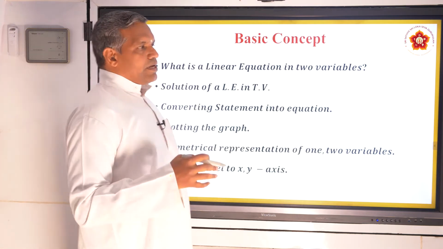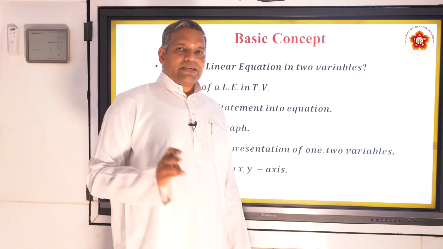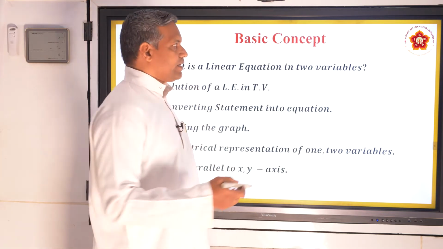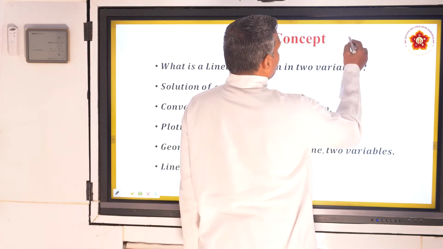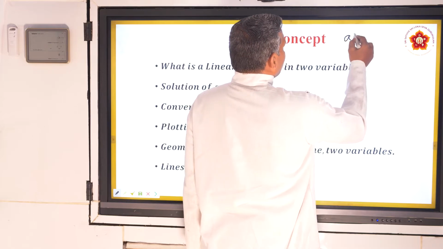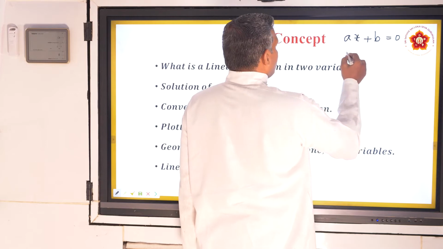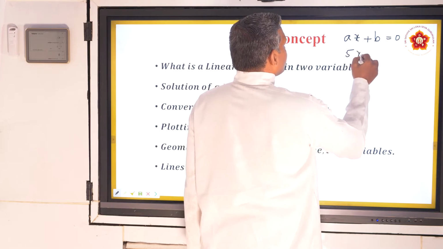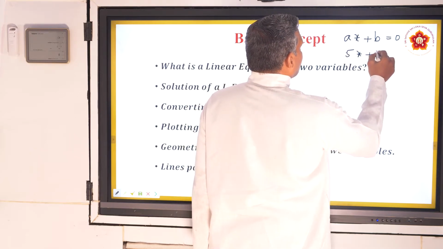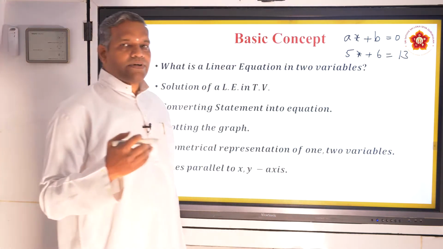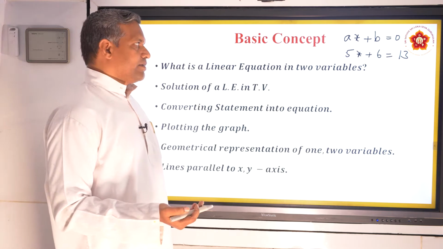So, now you understood what is linear, what is equation, then two variables is a question. What is the meaning of two variables? For example, in 8th standard level, we have the form ax plus b is equal to 0. Or you take an example of 5x plus 6 is equal to 13. This is what you got in 8th standard.